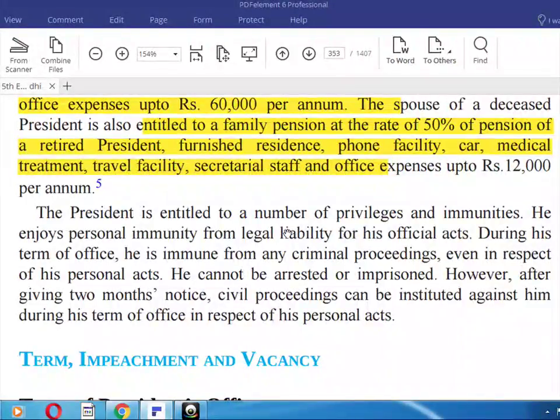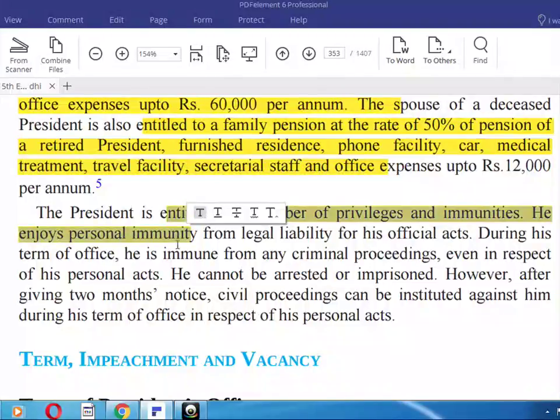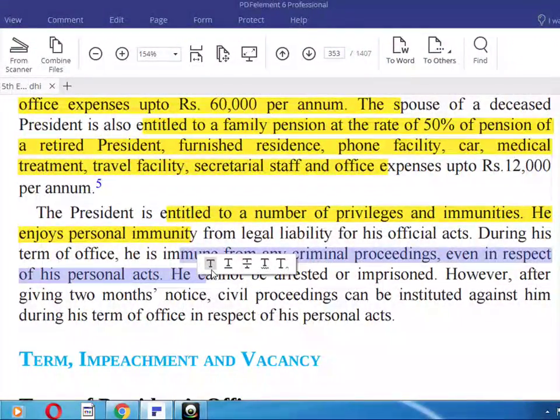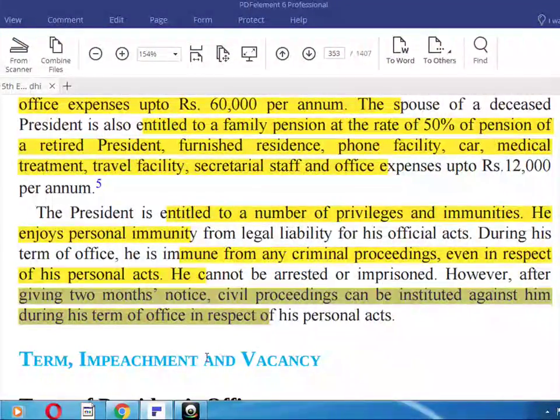The president is entitled to a number of privileges and immunities. He enjoys personal immunity from legal liability. His official acts during his term of office are immune from criminal proceedings. Even in respect of his personal acts, he cannot be arrested or imprisoned. However, after giving two months' notice, civil proceedings can be instituted against him during his term of office in respect of his personal acts.